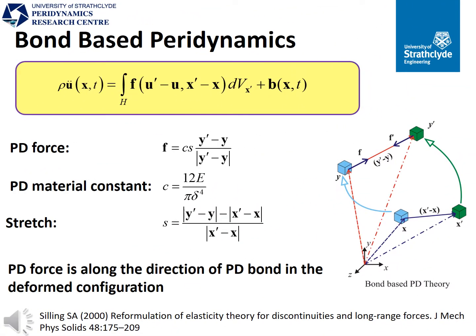In bond-based peridynamics, we can express the peridynamic force between material points in terms of peridynamic material constant and stretch. Here, C is the material constant, which is a function of elastic modulus and horizon size, and S is the stretch, which is defined as change in length between two material points divided by the original distance between them. We can assume that peridynamic force is along the direction of peridynamic bond in the deformed configuration.